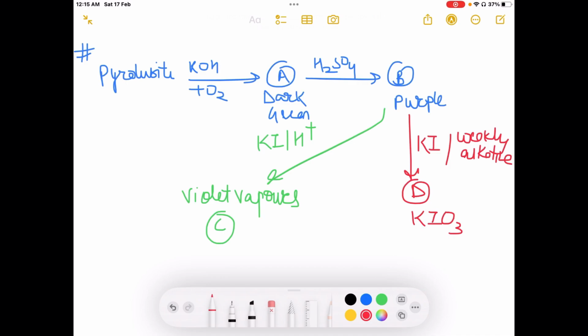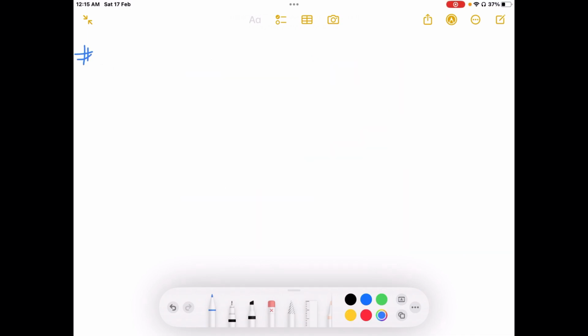So A is K2MnO4, dark green. Purplish compound of manganese is KMnO4, potassium permanganate. Potassium permanganate in acidic medium gives violet vapors, that one is iodine, and in weakly alkaline medium it produces KIO3, potassium iodate. Let's discuss one more word problem.